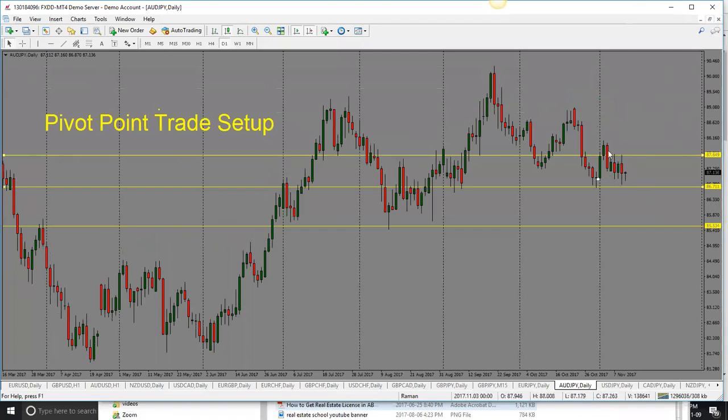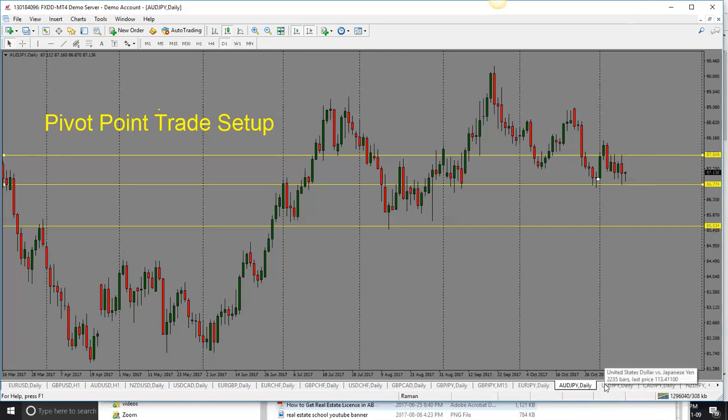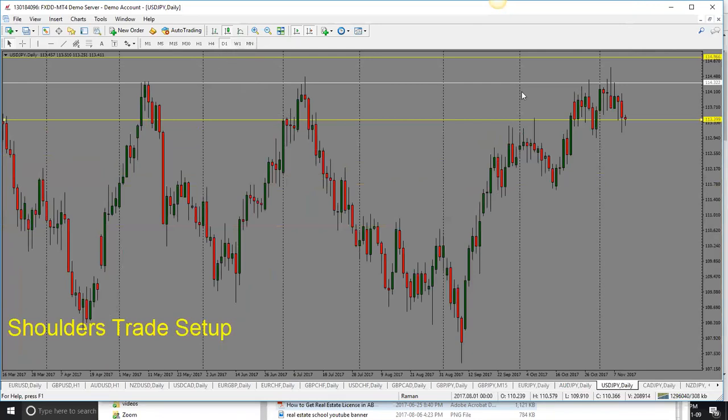Aussie yen, very, very range bound. If price comes into the bottom here, the 86.80 level, we're looking for a bounce to the upside. If it goes into the top, the 87.60 level, we're looking for price to move lower. So very much range bound.